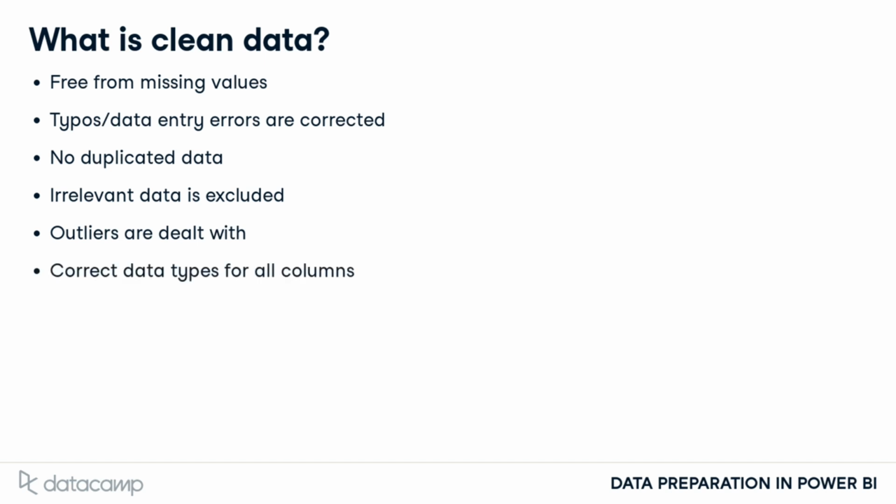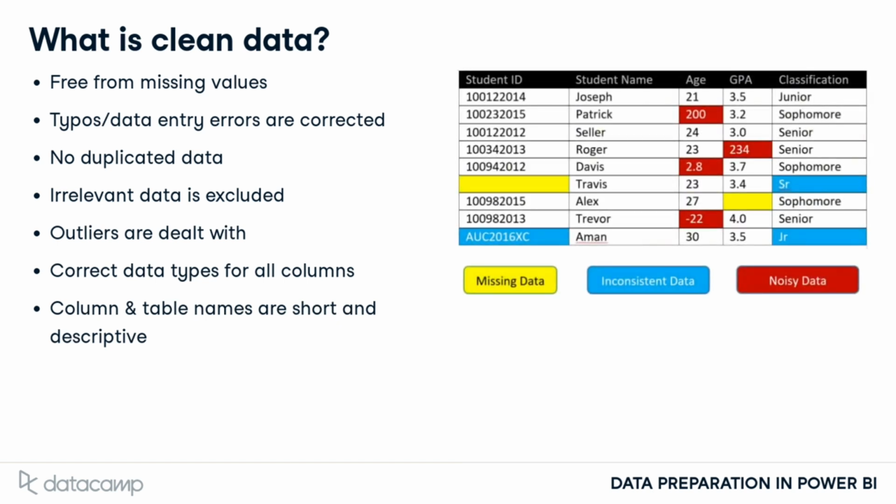Columns should have the correct data type to allow us to perform calculations on them. If a numerical column is stored as text, we won't be able to make measures once the data is loaded in Power BI. And finally, column and table names should be short and descriptive, so we don't confuse our report readers and ourselves. Try to make sure your data doesn't look like this table before proceeding to analysis.